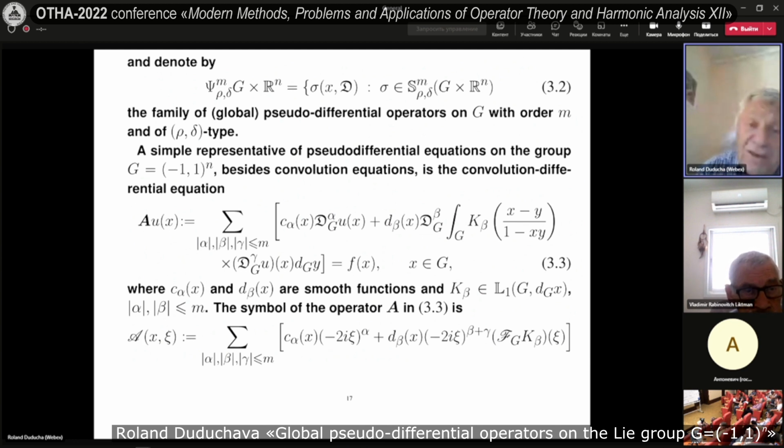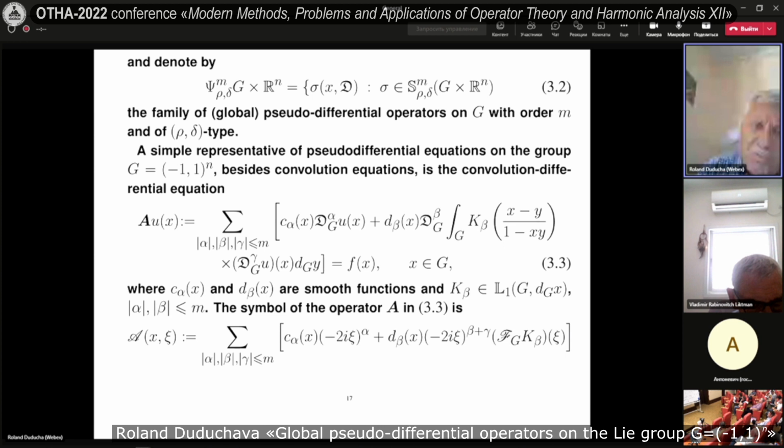It's Hörmander's class of operators, for the m, rho, delta type, as for classical pseudo-differential operators. Okay, and an example of a simple representative is a convolution operator, here written as convolution, with a differential operator. So a convolution differential operator is a simple example of such pseudo-differential operators. And the symbol is written here down. And it governs again the invertibility and Fredholm properties.